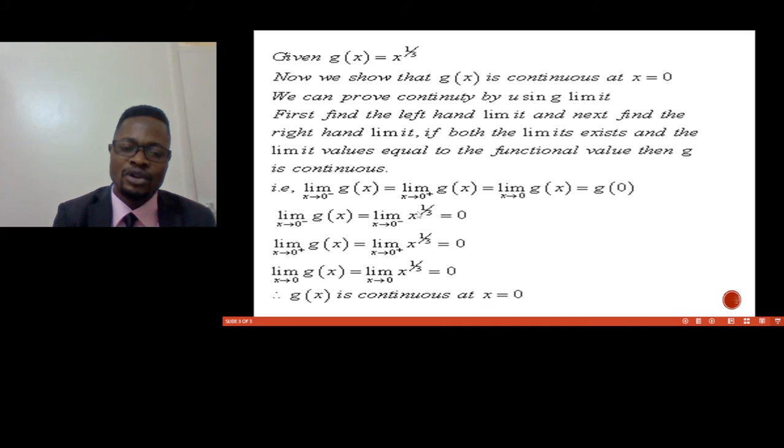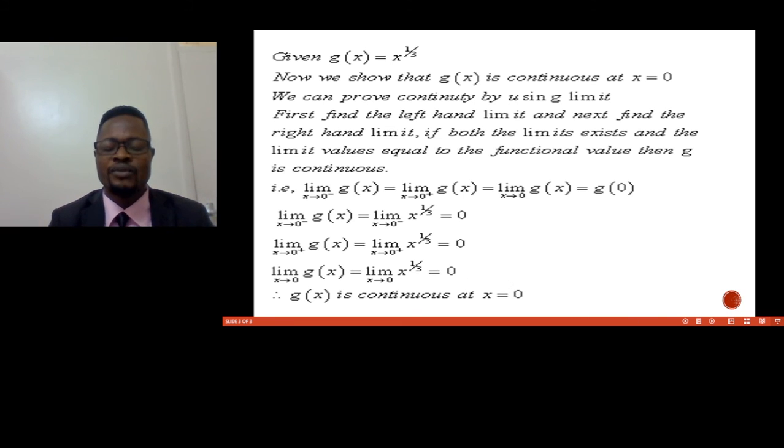It means that from the left hand side, the solution is 0, and from the right hand side, you will still get 0, because you will still have 0 raised to the power of 1 over 3, which will be 0. So therefore, we have the limit from the left hand side equal to the limit from the right hand side, because left is 0 and right is 0, meaning that g is continuous at x equals 0.